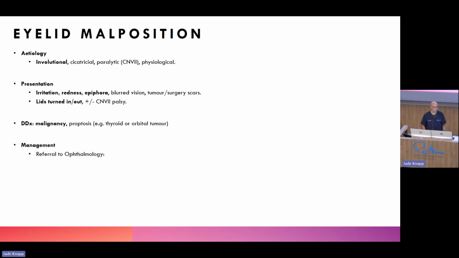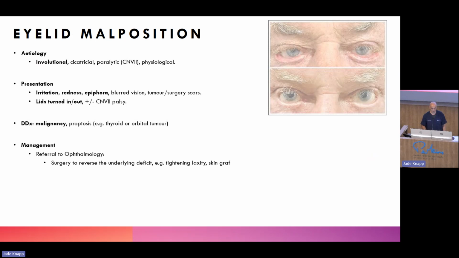What's the management here? It's surgical. If it's bad enough, it's surgical. So you refer to us, and an oculoplastic surgeon will correct the underlying deficit. Here's an example. The top image, you've got involutional ectropion in both eyes. It's really quite pronounced. The pink that you're seeing is actually the inside of the eyelid, right? That's the conjunctiva, the mucous membrane that covers the inside of the eyelid. And it's on display to the world. It doesn't look very nice, and it's probably uncomfortable. And you can see it's really nicely corrected there.